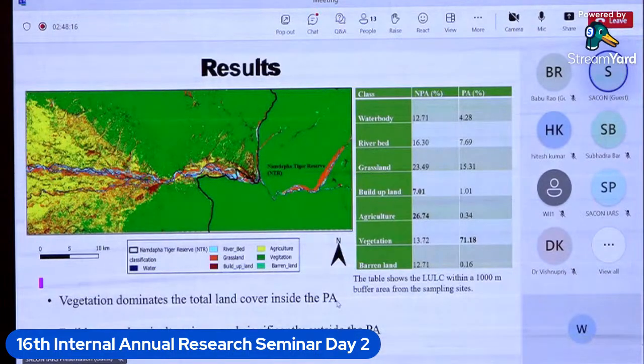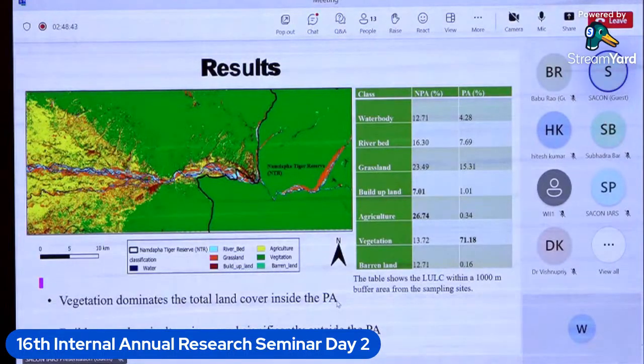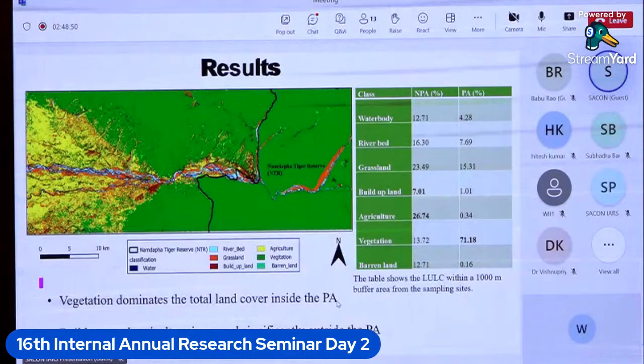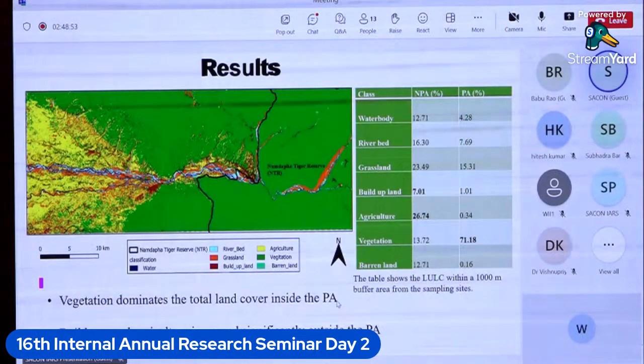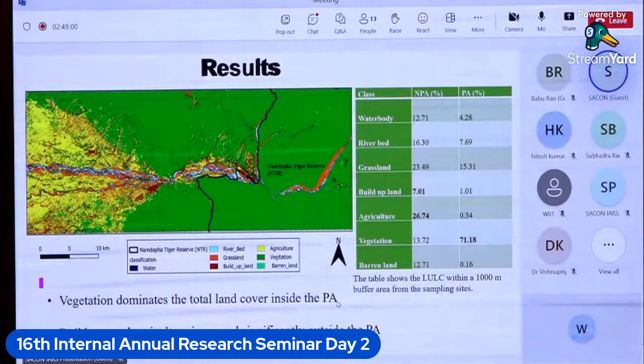To understand the land use in this study area, we classified based on some categories which we were observing during our survey, and to understand whether they influence the river system, we delineated a series of buffers from the point of sampling, like 500 and 1000 meters. This 1000 meter buffer shows that vegetation dominates the total land inside the protected area. We can clearly see that once down the stream, outside of PA, agriculture and woodland increase significantly.